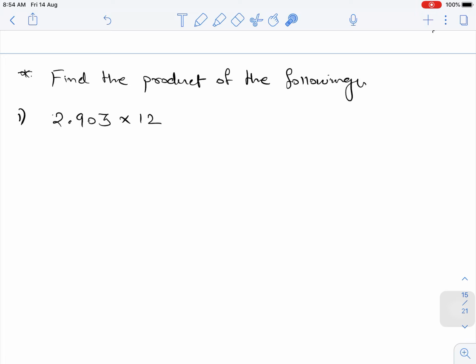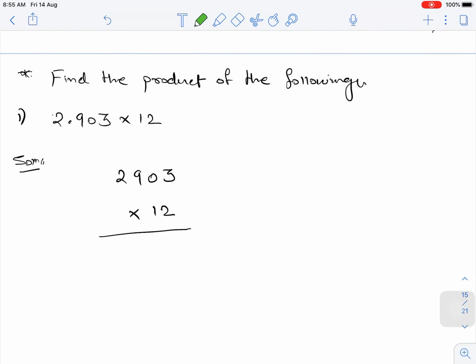We will solve it by one of the methods. The number is 2.903. Suppose that this decimal is not present over here. So we will write this multiplication as 2903 into 12. We have removed the decimal and written the numbers without the decimal. Now we are going to multiply as per our regular multiplication.